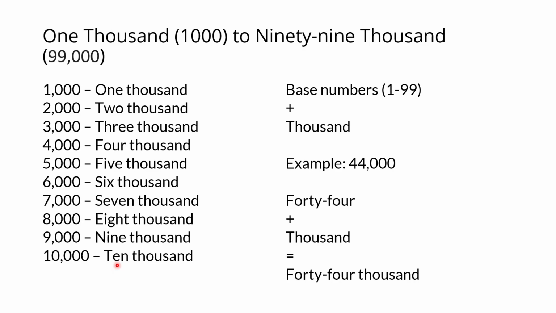Hundreds only go from 1 to 9 and then they go to 1000. But with thousands, they go all the way up to 999 even. I've made a mistake on this. They go from 1 to 999,000. So 1,000, 2,000, 3,000, 4,000, 5,000, 6,000, 7,000, 8,000, 9,000, and 10,000, all the way up to 999,000.